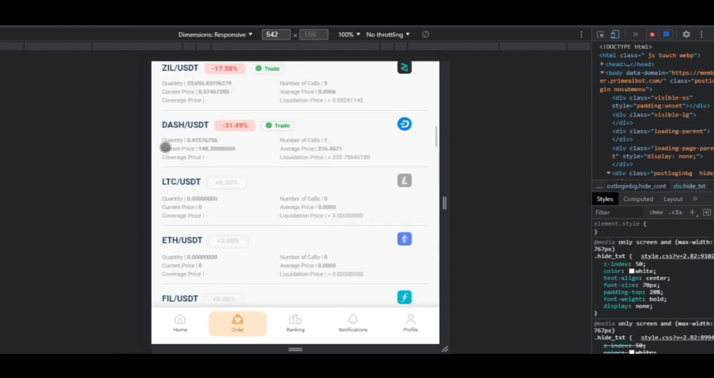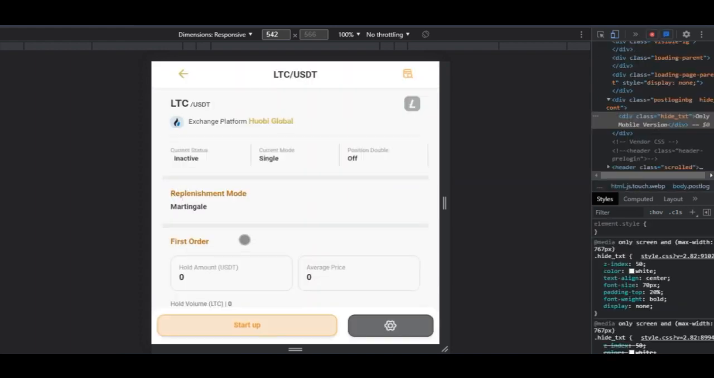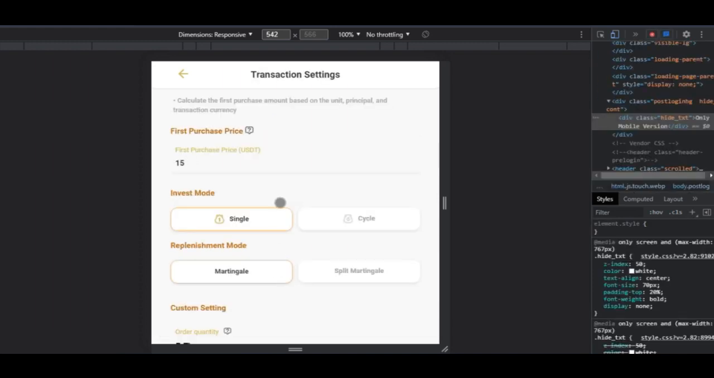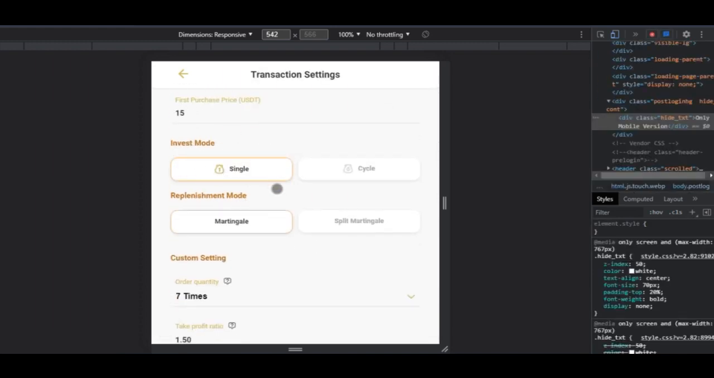Now if we want to set up this split one just like the setup we do for any other trade, let's say Litecoin USDT, that is what we want to trade. If I click on it, it brings us to this page. The next thing you want to do is to click on the setting, and then when I click on the setting, this is what you see.